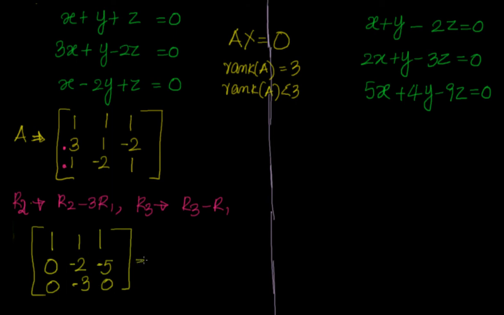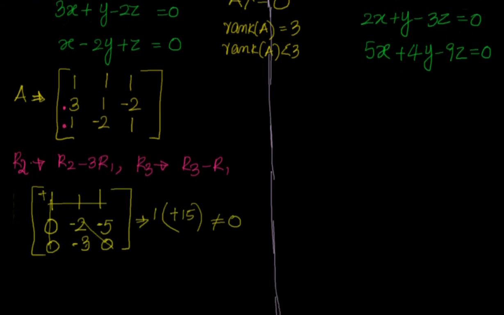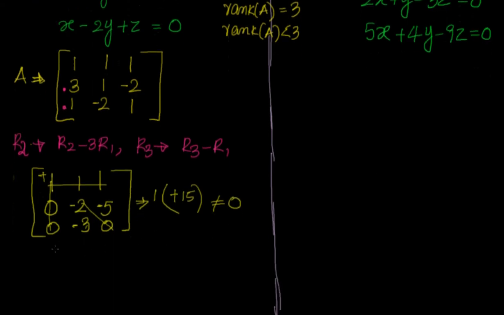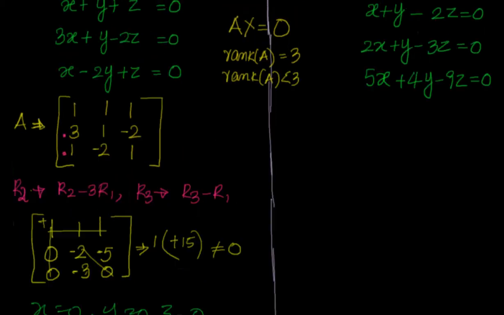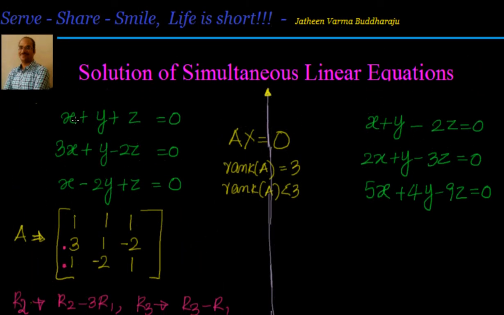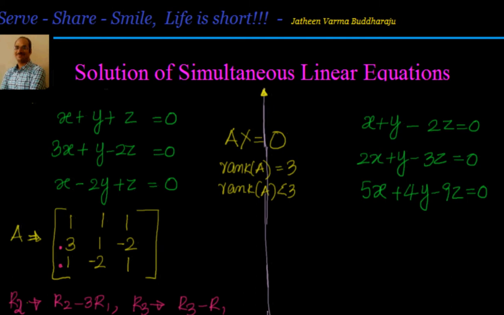Now let's try to find out the determinant. If I take this column to find out the determinant, the remaining 2 are 0, so only this element's cofactor I have to find out. This is plus sign here, so it's 1 into 0 minus of minus 15, that's equal to plus 15, which is not equal to 0. So we have only trivial solution in this case, that is x equal to 0, y equal to 0, z equal to 0 is the only solution for these particular linear equations.